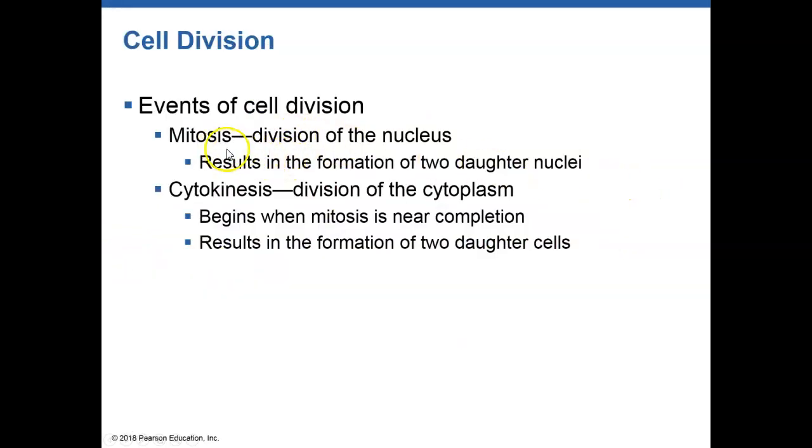So mitosis in a nutshell then is division of the nucleus, and this is going to produce two nuclei within the cell. Cytokinesis then is division of the cytoplasm, and it occurs right around the ending of anaphase, and it finishes at the end of telophase. And so in this, you have two daughter cells.